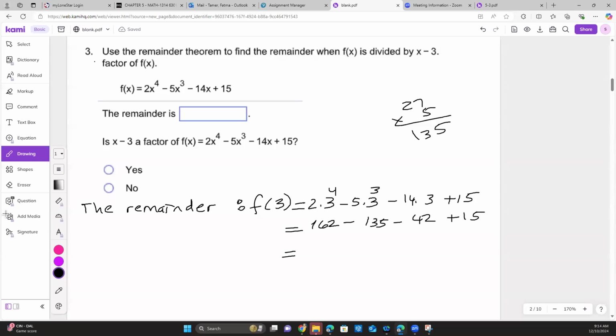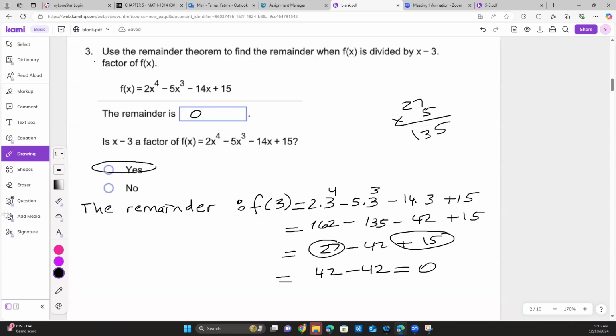162 minus 135 is 27. And then I have a minus 42 and plus 15. I think I want to just go ahead and add these two positive numbers first, which is going to give me 42. And then when I subtract 42 from them, I get a remainder of 0. So this time the remainder is 0. And the question is then, is x minus 3 a factor of this? I'm going to say yes, because the remainder is 0. So x minus 3 is a factor.